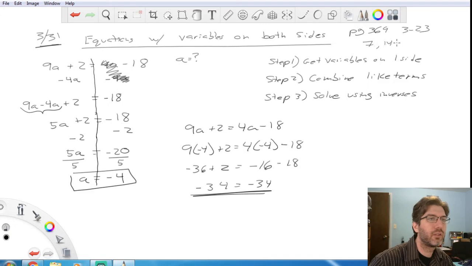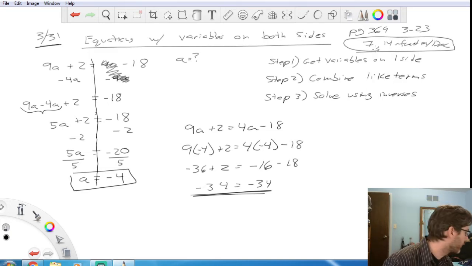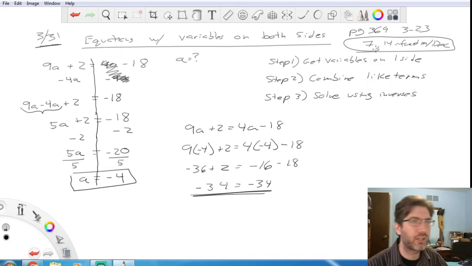7 and 14 have fractions or decimals. So those are the only two that you should be getting decimal answers for, 7 and 14. Everything else comes out nice. And even those ones, the fractions aren't bad. 369 is due today, yes. That's what we're doing today. There's only two with fractions or decimals.